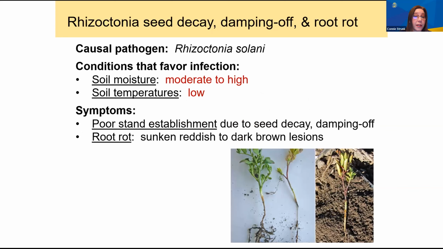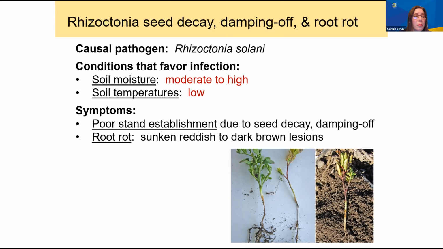We have Rhizoctonia, again: seed decay, damping off, and some root rot that occurs. Soil moisture is moderate to high, and soil temperatures are more on the low side. Again, poor stand establishment due to that seed decay and damping off.